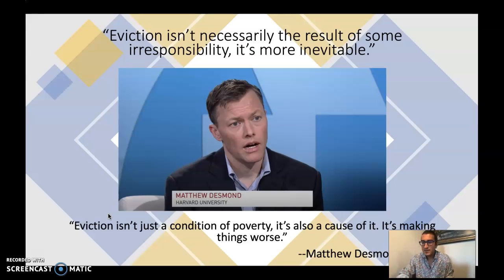So it wasn't necessarily that people were getting kicked out of these low-income housing units because they were poor or because they were lazy, because they weren't working hard. It was simply because they were being taken advantage of by a structural flaw in the housing industry in the United States. So Desmond continued to say eviction isn't just a condition of poverty, it's also a cause of it, which makes things worse. All right.